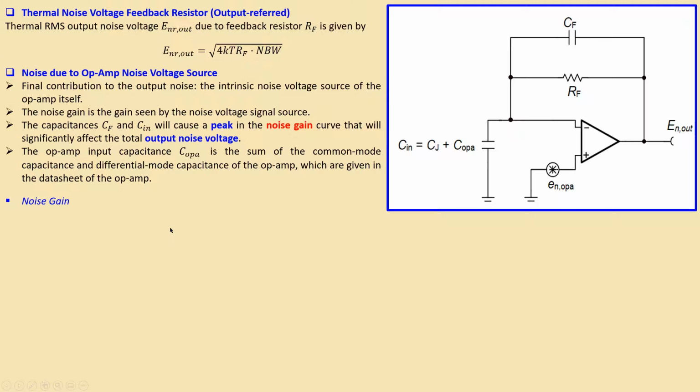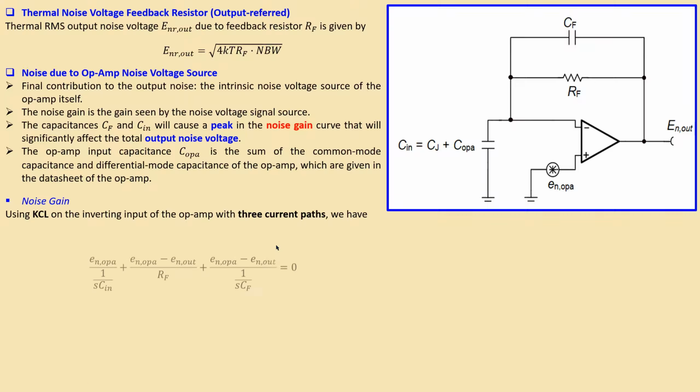Also about the noise gain, if you use Kirchhoff current law, KCL, on the inverting input, you can determine analytically what your noise gain will be, and that will be in this form, because you now have three current paths. You have the current in this Cin, the current flowing in this RF, and the current flowing in the CF. There is no current flowing in the op-amp, because the input impedance of the op-amp is considered very large, or in this ideal case an open circuit. So you can see the following.